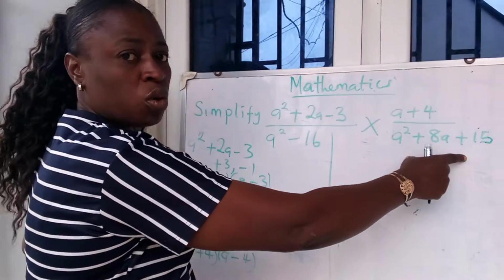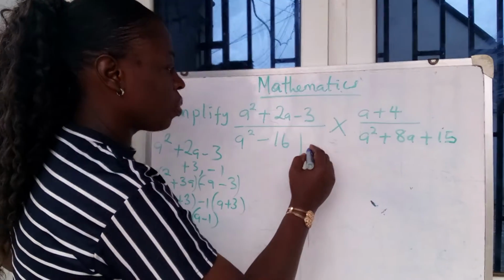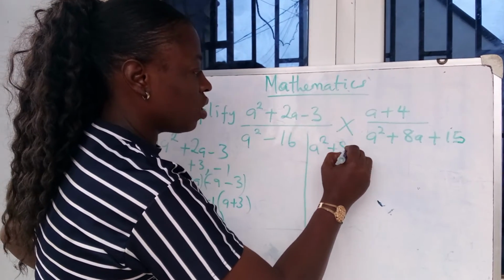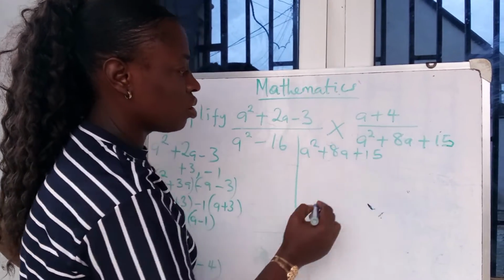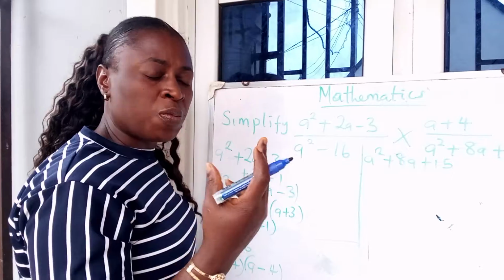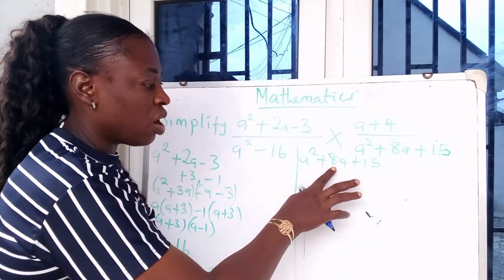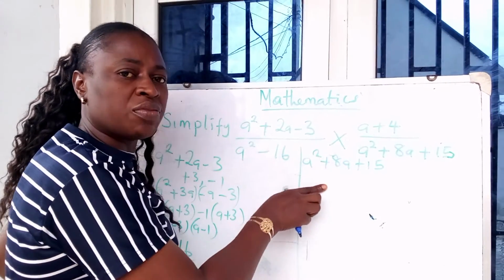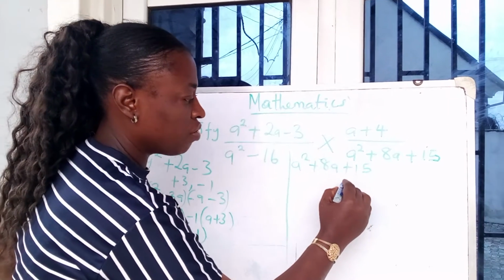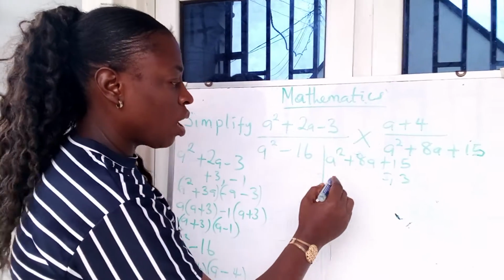So coming to this one, I have a squared plus 8a plus 15. What are the two numbers that when you multiply, you have 15? When you add, you have what? 8. Because this one, there is no negative numbers. What are the two numbers? You have 5 and what? 3. We put it back.